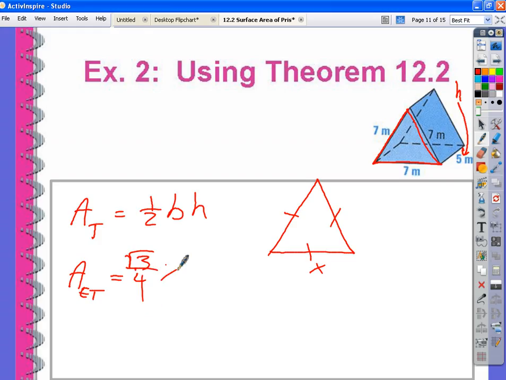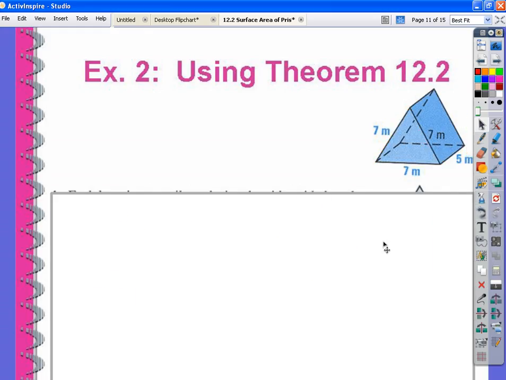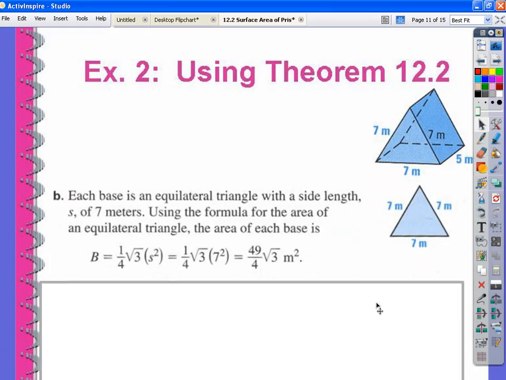Okay? So if we do that, don't we just get that? If we plug in the square root of 3 over 4, the side length is 7, so 7 squared is 49. Square root of 3 over 4 times 49. I don't like the way they do it there, but we could just plug it into our calculator. Square root of 3 over 4 times 49. That's the area of the base.